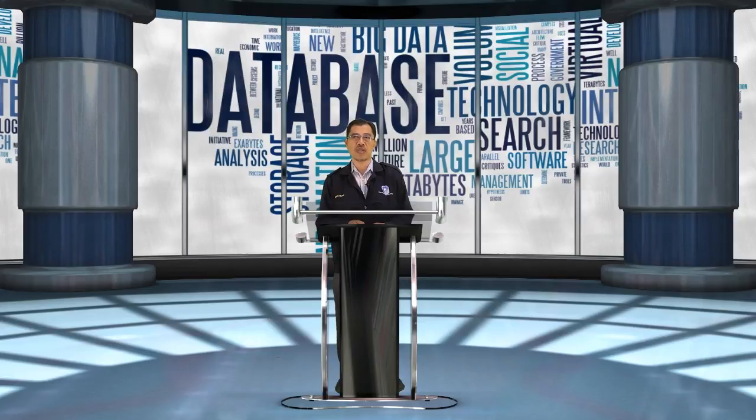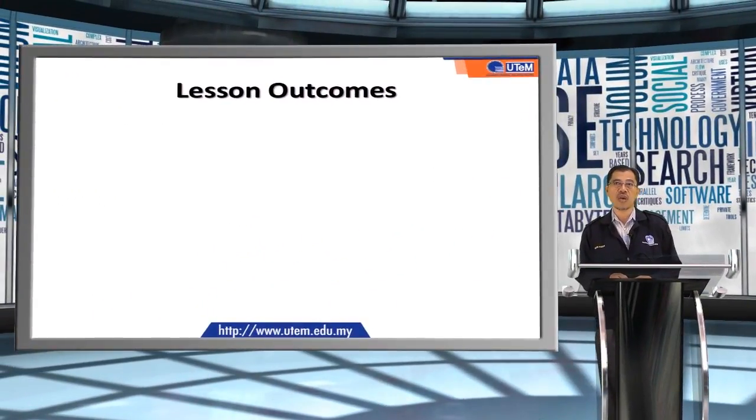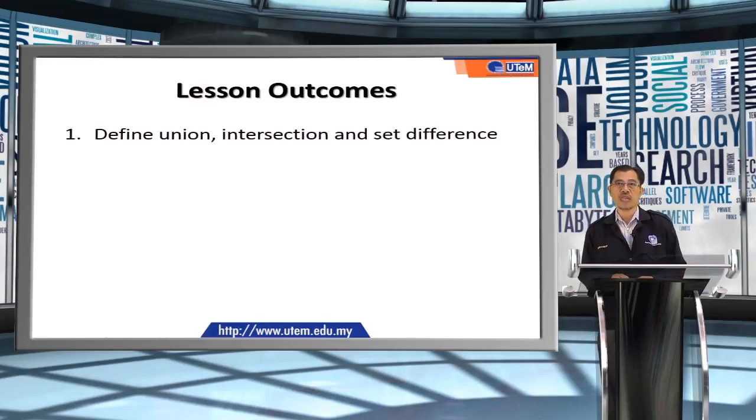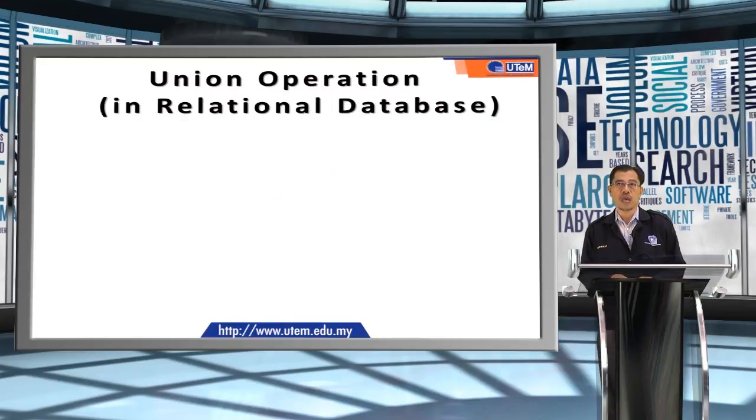Welcome again to this lesson on set operation. In the previous video, we have covered the lesson outcome 1. In this video, we will cover the lesson outcome 2 and 3. In the previous lesson, we have defined set as a group of elements of the same type. In relational database, the elements are the rows in the table.